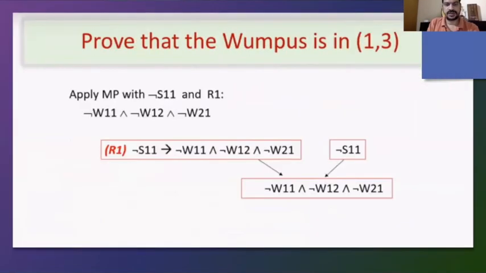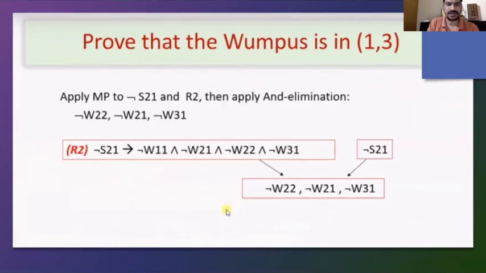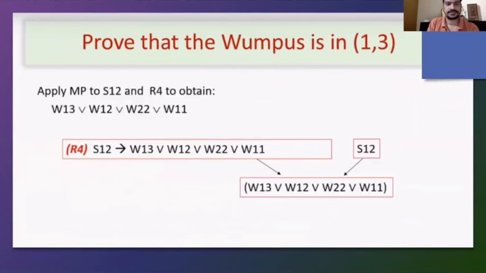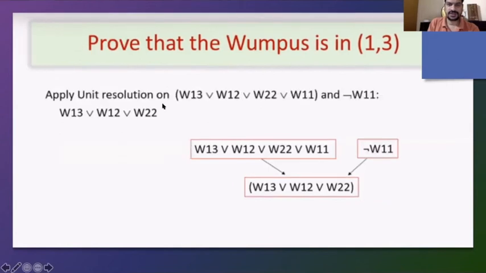The first operation is modus ponens in rule 1 with negation of S11, and after that we'll do AND elimination. The second operation is in R2 with S21. After that we'll do AND elimination. And the third operation is in R4. We'll do modus ponens with S12. And this result that we are getting, we apply the unit resolution with negation of W11.